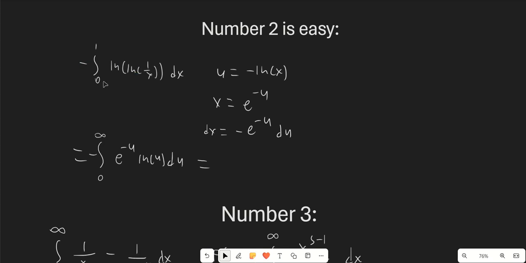We have the integral from 0 to 1 of ln 1 over x dx, and after u equals negative ln x, which is the same as ln 1 over x, we get x equals e to the negative u, and dx equals negative e to the negative u du. And we end up with negative integral from 0 to infinity of e to the negative u, natural log of u, du, which is just the Euler-Mascheroni constant, gamma.